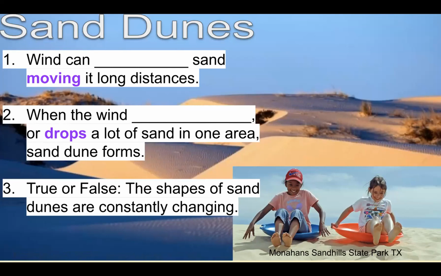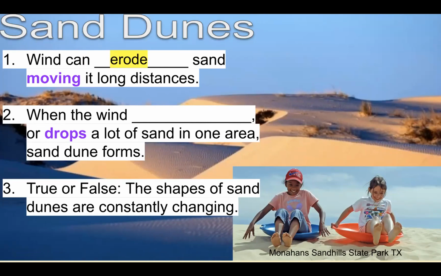Wind can blank sand, moving it long distances. Now you've already heard these words several times with the other teachers, so let's see if you can remember it. What is the science word for when sediment or in this case, sand, is being moved? And it starts with the letter E. So for number one, hopefully you guys said, wind can erode sand. And erode just means to move.